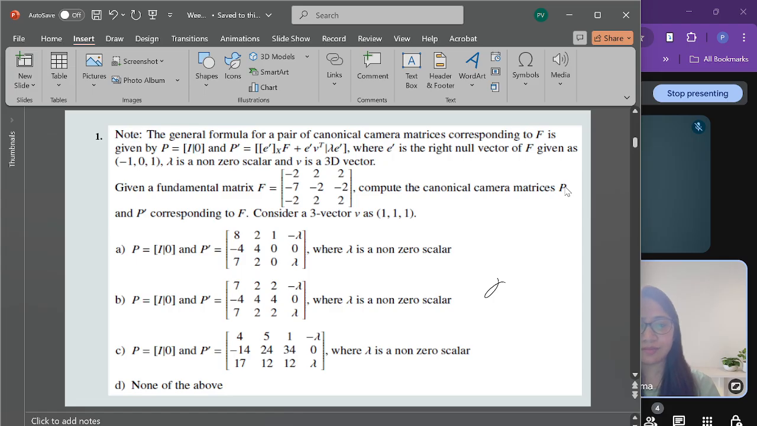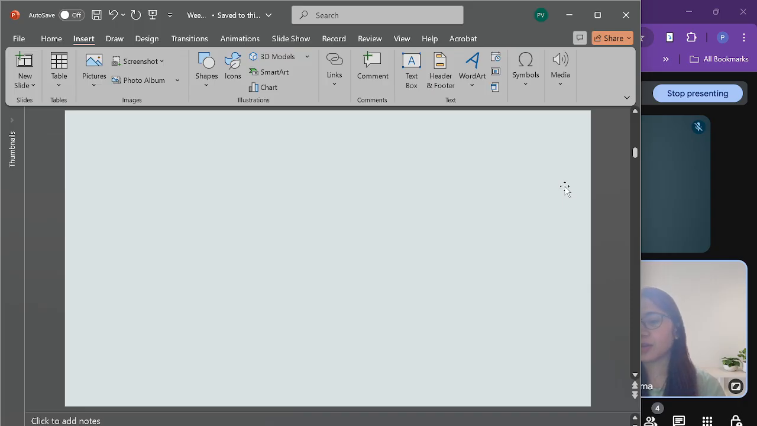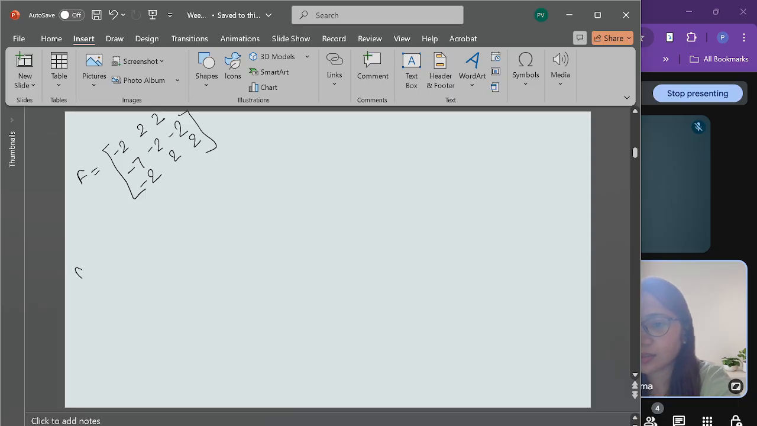The question we have already read. Now we are moving to the solution, how we can solve it. The fundamental matrix F is given here as [-2, 2, 2; -7, -2, -2; -2, 2, 2]. And the matrix P is given in the form [I | 0]. We have to compute P dash as well, and P dash can be calculated by this equation, which is already given in the question: E dash X, which we know is the skew-symmetric matrix corresponding to the right epipole E dash, times F plus E dash V transpose, given lambda E dash.